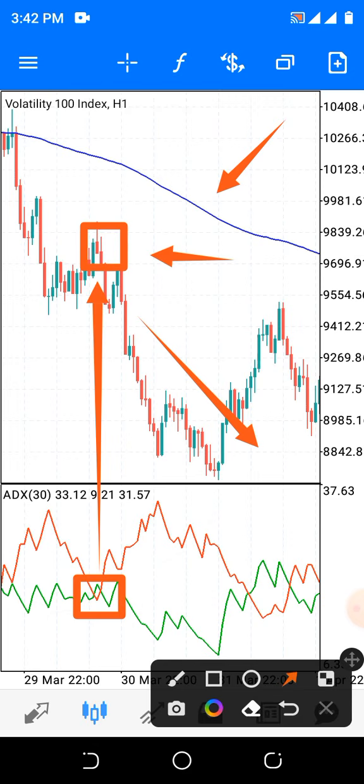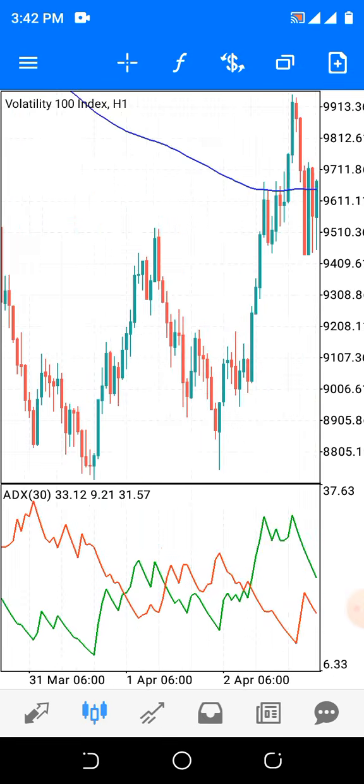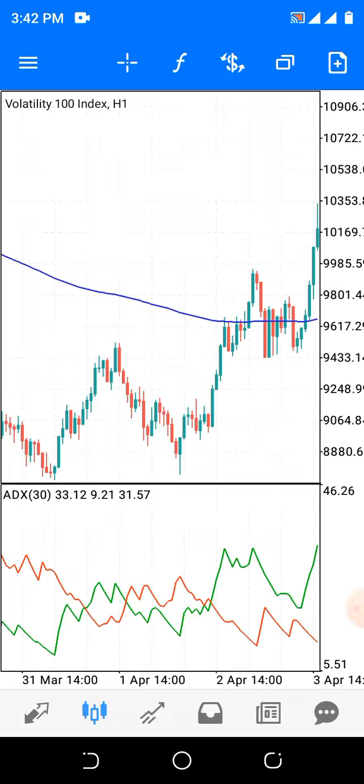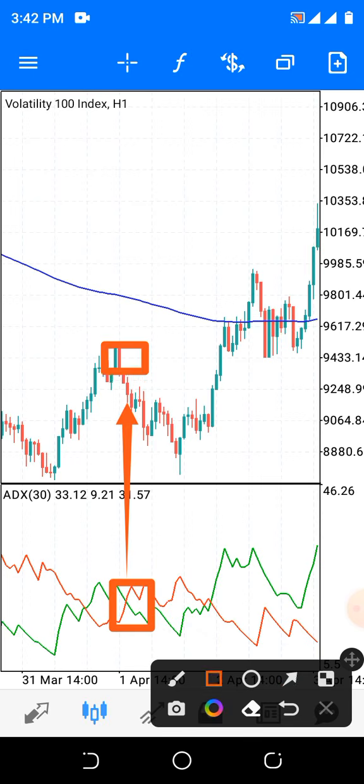Now you see that the market is still in a bearish state because the candlesticks are still below the moving average. So only be watching out for sell positions, sell signals. You take your position here, and this is a small gain for you. So only follow the trend.